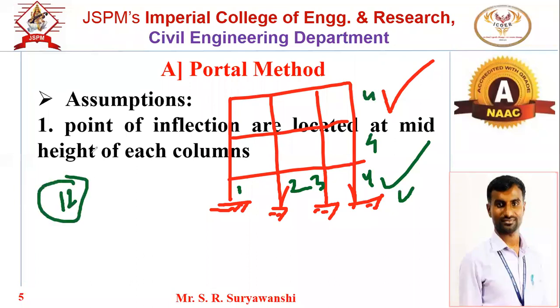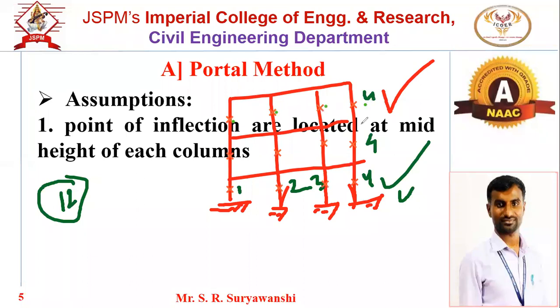And what is our assumption? Points of inflection are located at mid height of each column. Means if you consider mid height of each column, so h by 2, h by 2, h by 2. These are the locations of the points of inflection for the columns. Means if the height is L, then at L by 2, the point of inflection will be there. Do you understand? At mid height of each column.